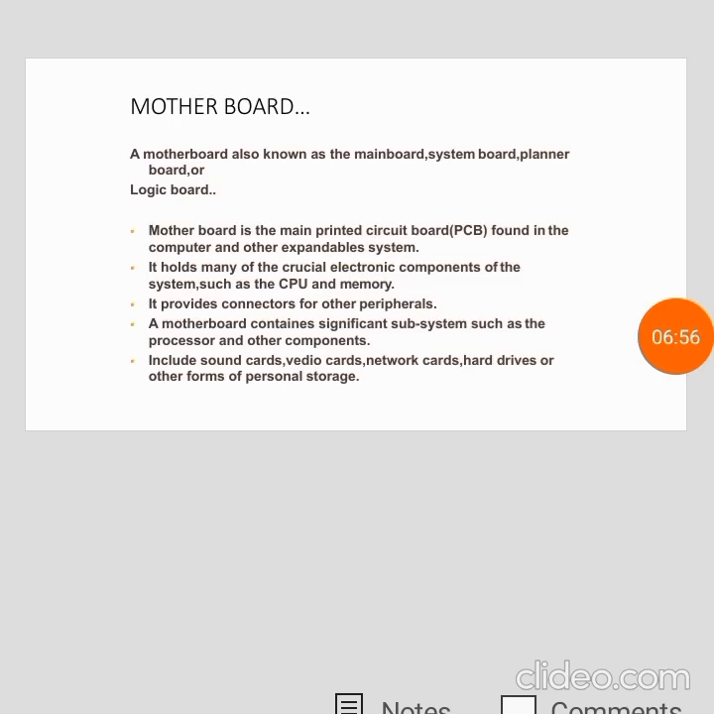So now the next one is a motherboard. Let's have a look at some of the features of the motherboard. A motherboard is also known as a main board, system board, planar board, or logic board, etc. It has many features like providing connectors for the other parts. A motherboard consists of significant subsystems such as the processor and the other components. Motherboard is the main printed circuit board, PCB, found in the computer and the other systems, etc.